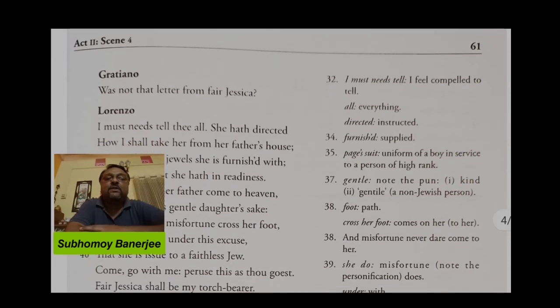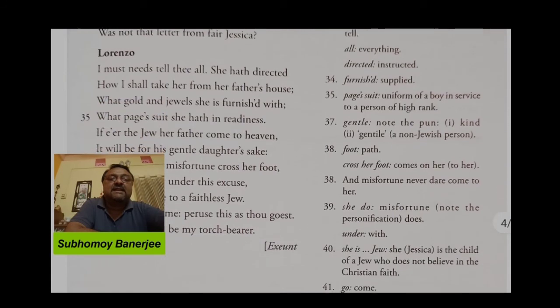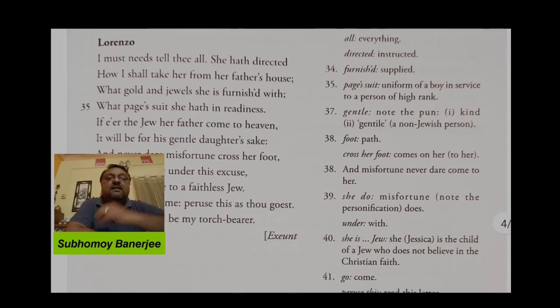Gratiano says, was not that letter from fair Jessica? Wasn't that letter which you got just now from beautiful Jessica? Lorenzo says, I must needs tell thee all. Yes, I think I need to tell you everything. She hath directed how I shall take her from her father's house. She has given me in this letter all the detailed instructions as to how I should take her away from her father's house.